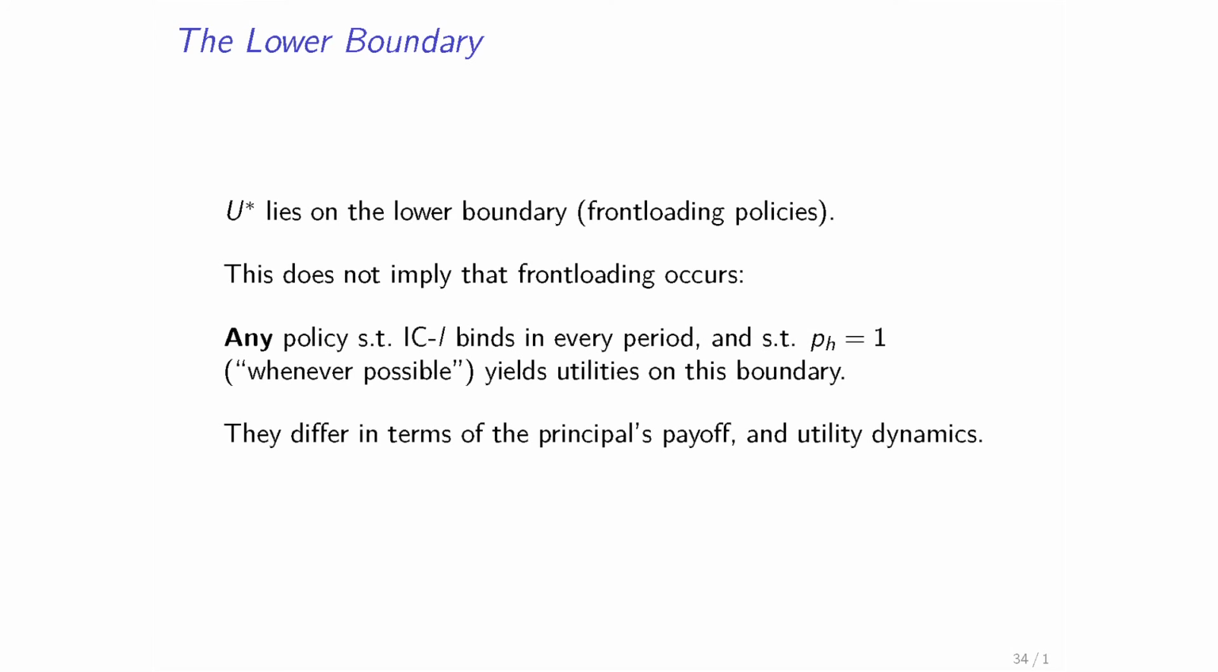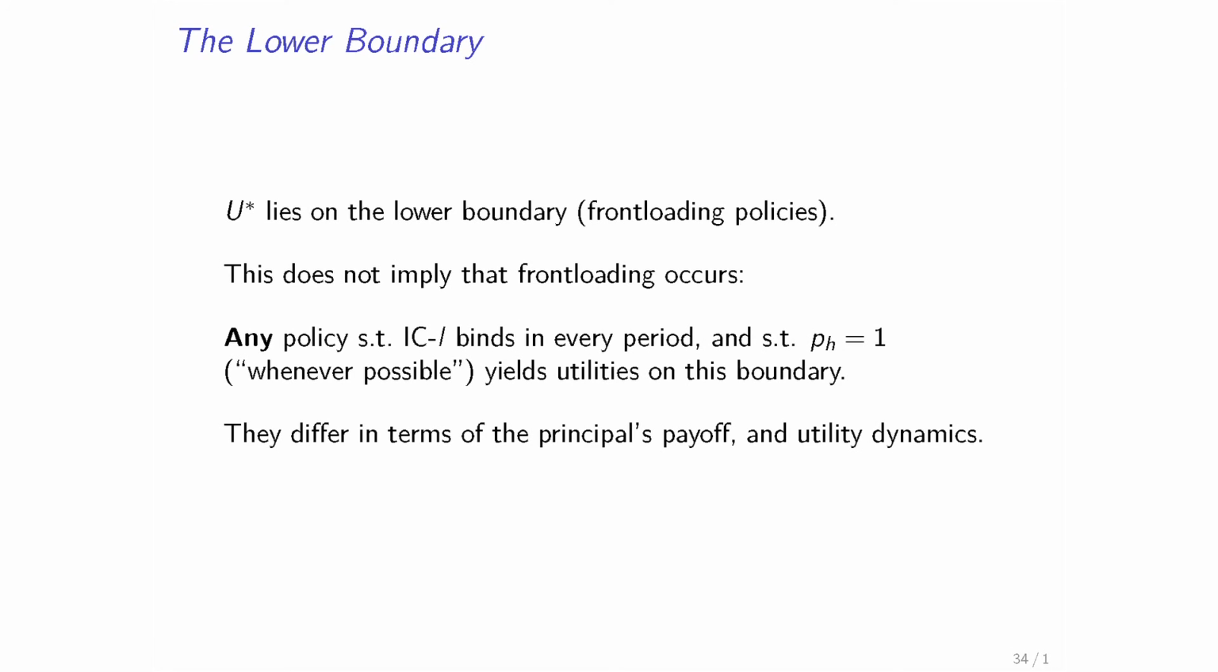Because the low type is always indifferent between reporting low or high, and the high type always gets a unit. So if we calculate the agent's promised utility pair from implementing that policy, it has to be a front-loading policy payoff utility pair. So that's why we can focus from now on the front-loading policy curve.